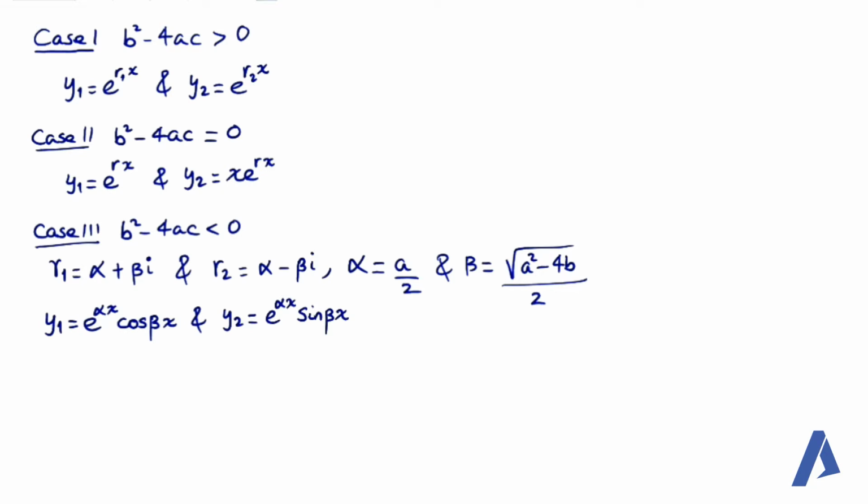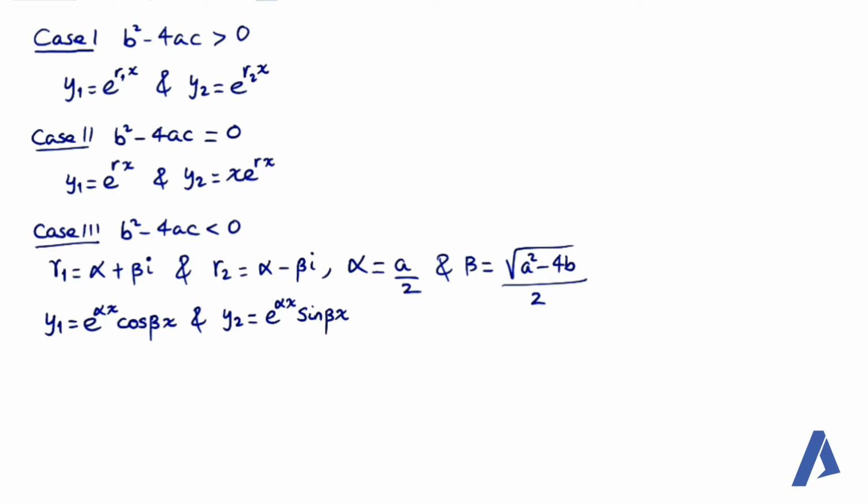ሁለተኛው case ደግሞ if the determinant is equal to 0 y1 is equal to e the power of rx ያው አንድ root ነው የሚኖረው and y2 is equal to x times e the power of rx. So again taking the linear combination of the two we can find the complementary solution.